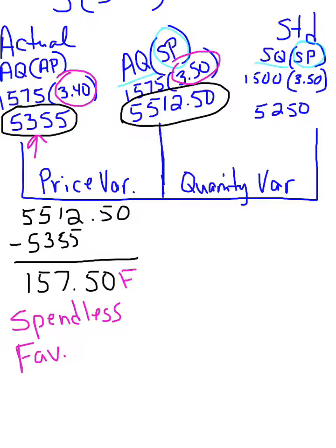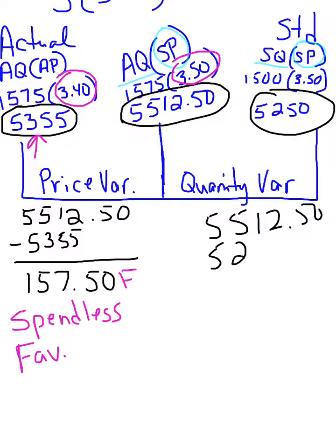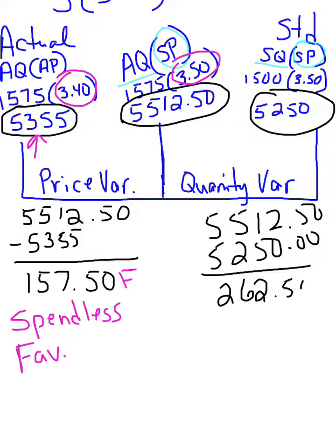Now when I get ready to look at the quantity variance, I'm going to be comparing the $5,512.50 to the $5,250. When I compare these, I have 5512.50 minus 5250, and I have $262.50 as my actual difference here.